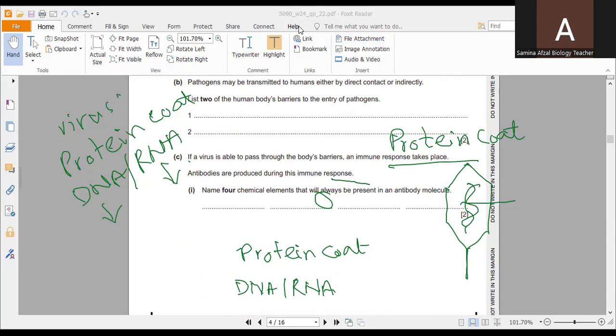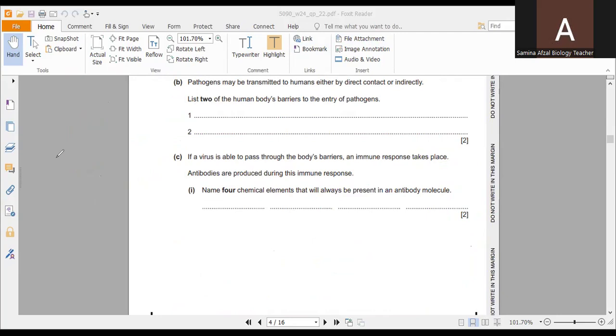Next part of this question is: pathogens may be transmitted to humans either by direct contact or indirect contact. So list two of the human body's barriers to the entry of the pathogens.